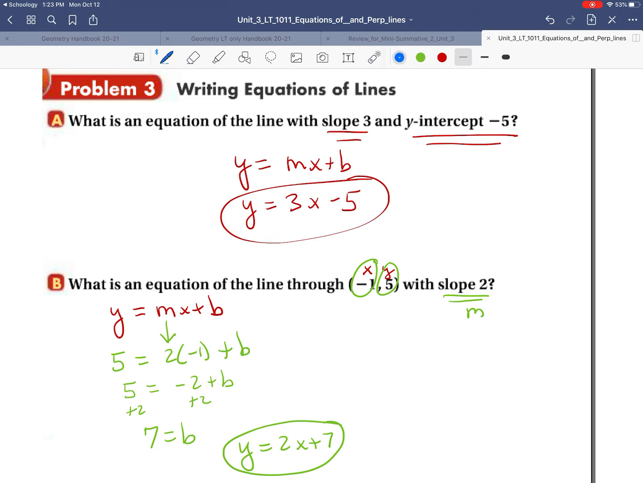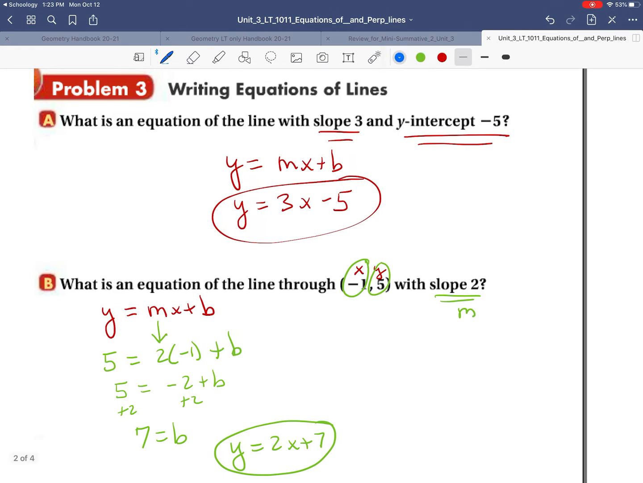Now, if you're trying out point-slope form, this would be for an honors class, point-slope form would look like this. y minus y1 equals m times x minus x1. This is your y1 and x1. So I would get y minus 5 equals 2 times x minus -1, which is plus 1.